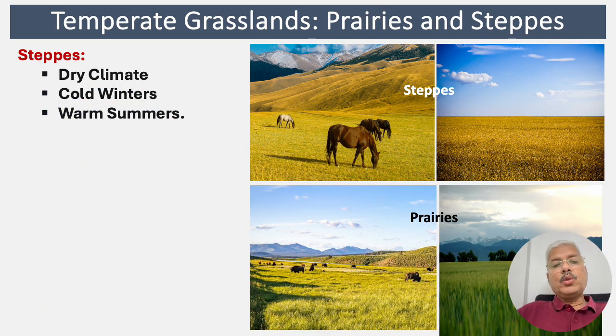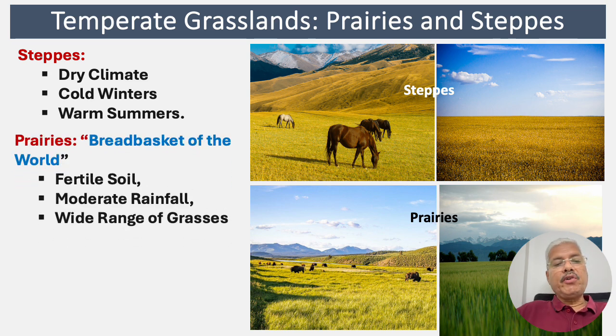Temperate grasslands are also known as the prairies or steppes. They are characterized by their distinct seasons and moderate temperatures. They are found in the regions of North America, Europe, and Asia. Steppes are vast flat grasslands characterized by a dry climate with cold winters and warm summers, whereas prairies are also vast flat grasslands characterized by fertile soils, moderate rainfall, and a wide range of grasses. They are often referred to as the breadbasket of the world due to their rich agricultural potential.